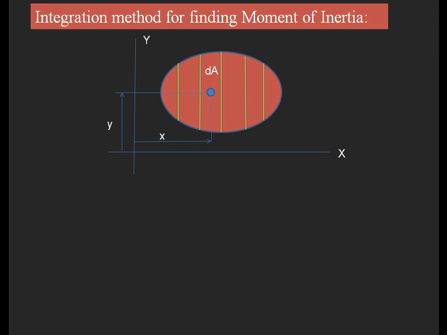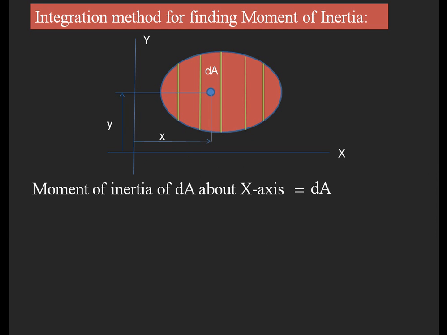By assuming this, I would like to write the moment of inertia of area dA. For this particular area, the moment of inertia about the x axis is equal to, as we already know, area into distance squared. With respect to the x axis, the distance is y. So we get dA into y square.